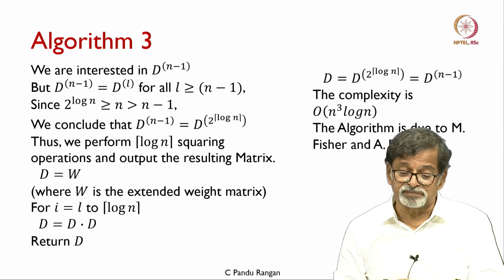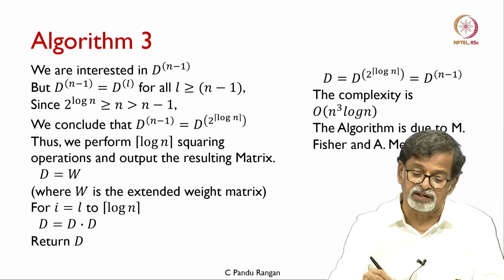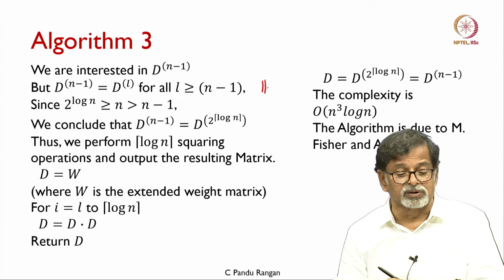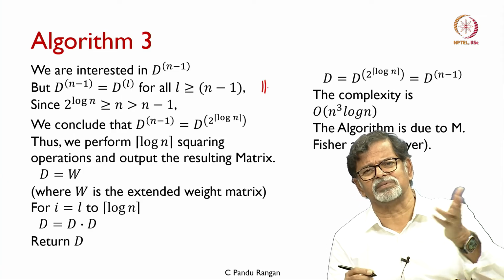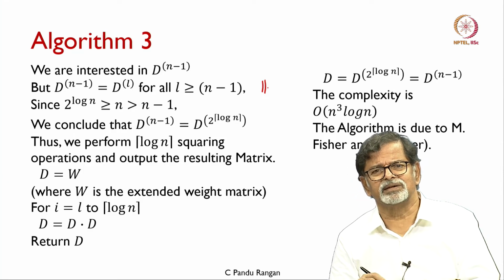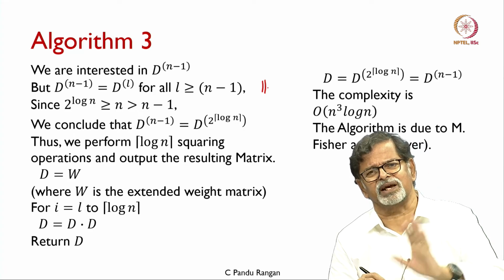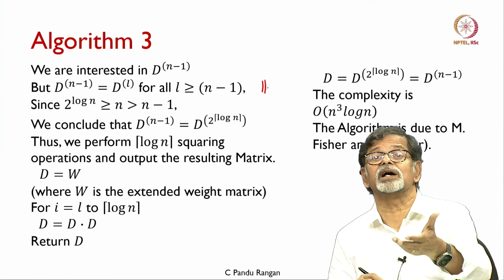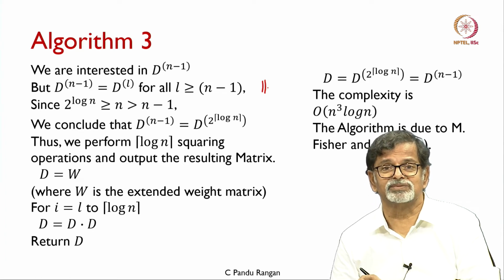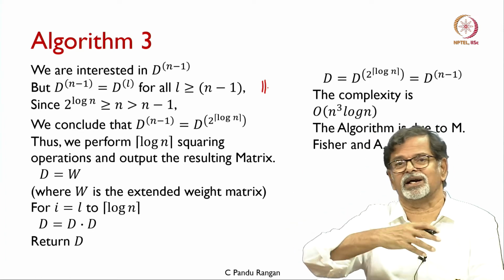Therefore, D of n minus 1 is equal to D of L for all L greater than or equal to n minus 1, the same thing that we did earlier. All higher powers are same. So, I can go to the nearest higher power, which is a power of 2, because in the doubling process I get a power of 2.